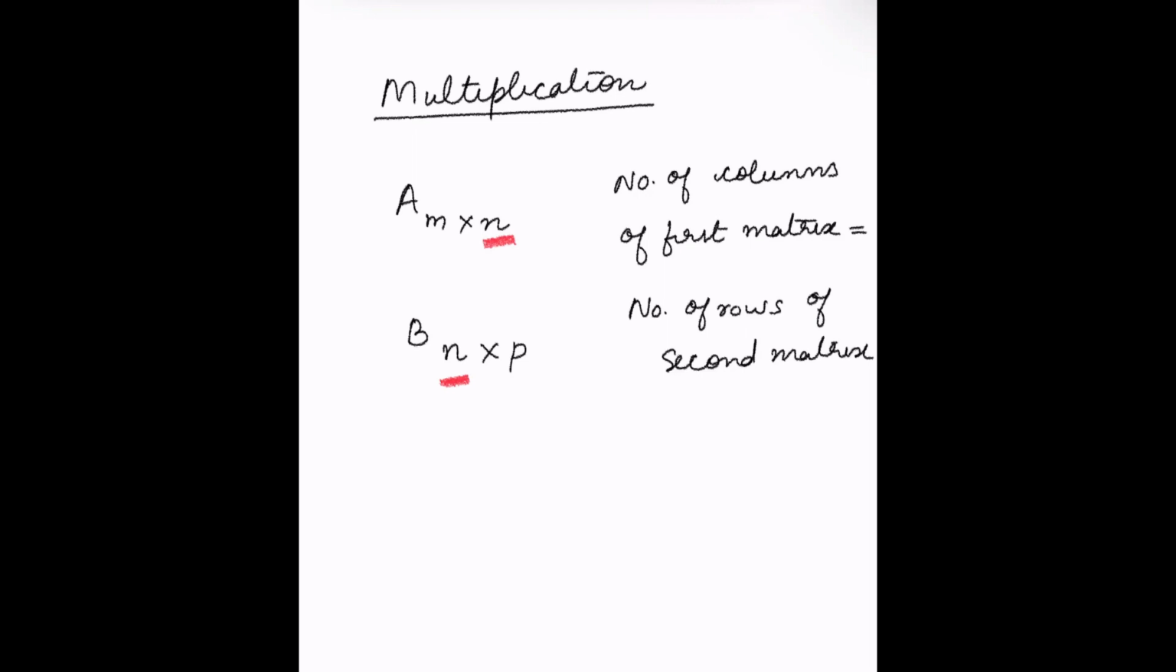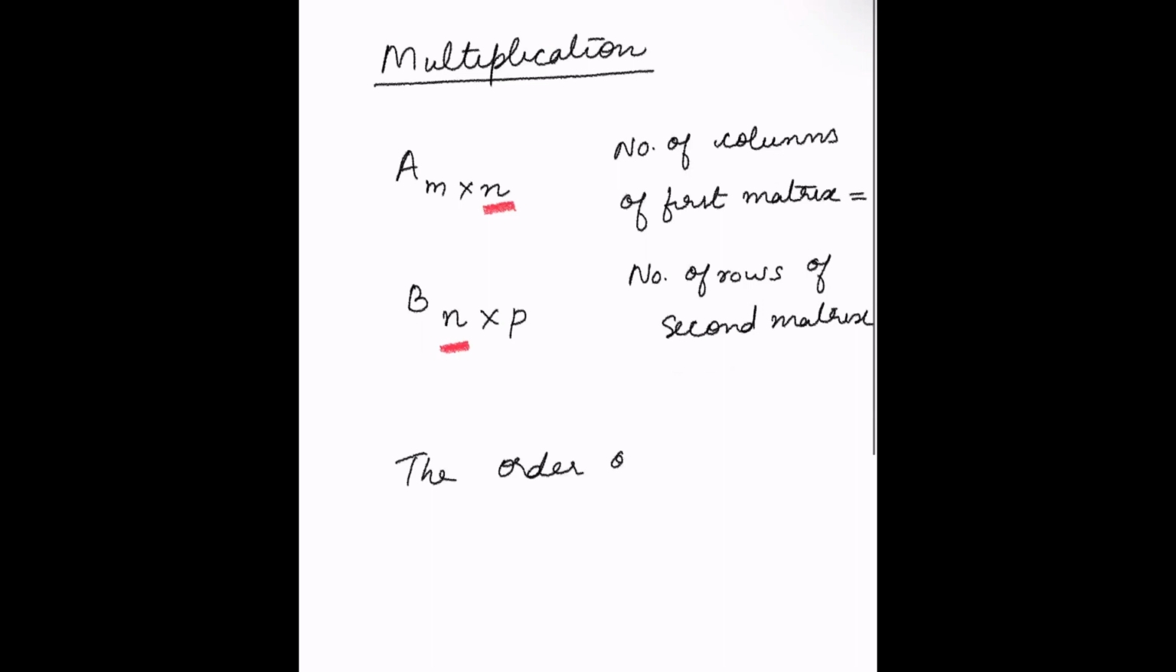Now, what will be the resultant matrix? What will be the order of the resultant matrix? What I meant by resultant is, after multiplication, what is the product? That product matrix, the order of the resultant matrix is m by p. It's going to be m by p: the number of rows of the first matrix by the number of columns of the second matrix.